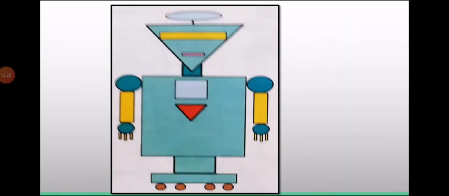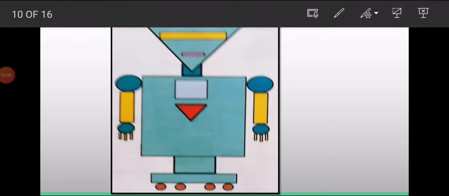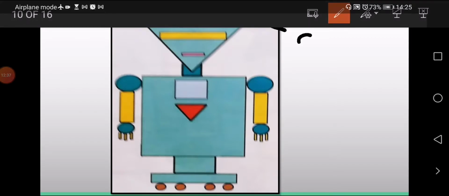Now we are looking at the shapes present here. It's a robot, you can see. Now look at the shapes. Look at the first one at the top. You can see, is it a circle? No, it's not a circle. It's an egg-like shape. So we can say it is an oval shape.